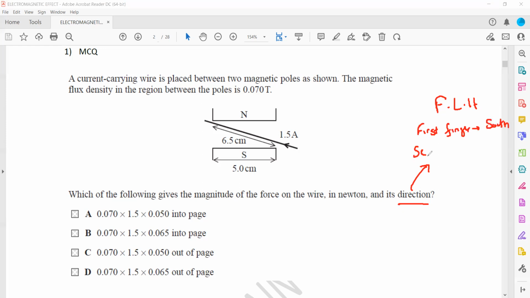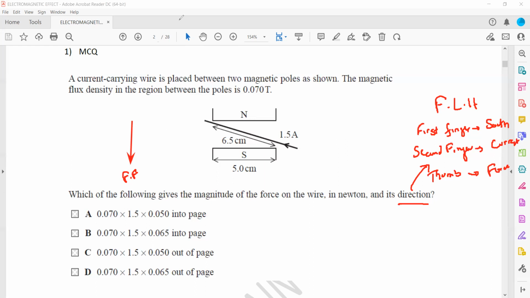The second finger will represent the direction of the conventional current, and the thumb automatically represents the direction of the force. So when you apply the rule, your index finger, the first finger, should point towards south. So the first finger is pointing towards south, that is downward, and the second finger is representing the direction of the current.